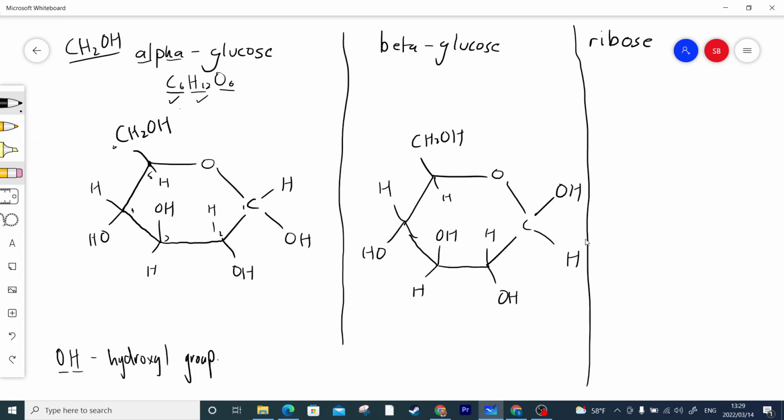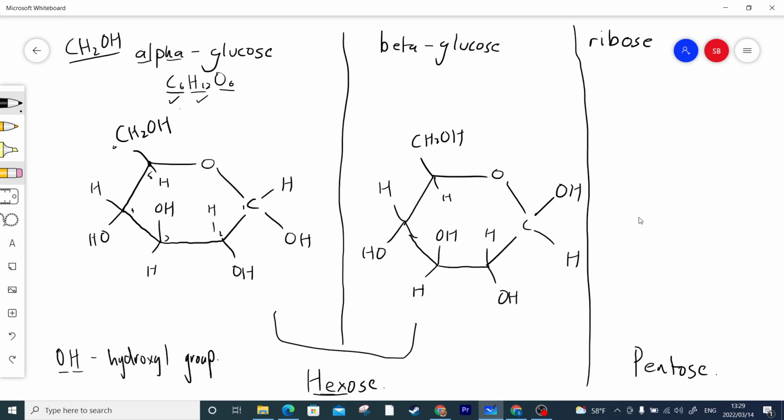A ribose looks completely different. It's a pentose. These both are called hexose molecules. Hexose, because hex meaning 6. It's got 6 carbons. A ribose only has 5 carbons, so it's called a pentose sugar. Okay? Sugar meaning it's carbohydrate.